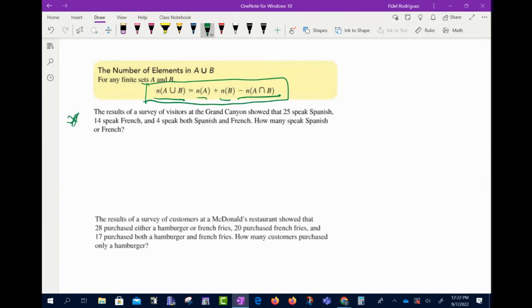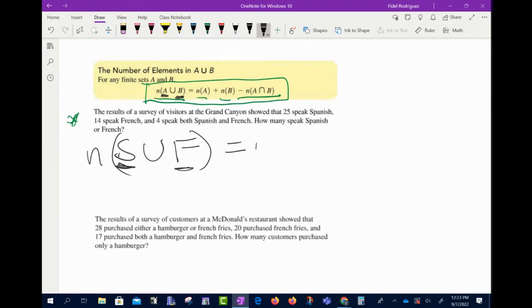Okay, so the problem here says the results of a survey of visitors at the Grand Canyon showed that 25 people speak Spanish, 14 people speak French, 4 people speak both Spanish and French. How many people speak Spanish or French? Okay, so what we're going to do here, y'all, we're going to say, look, we're looking for the number of people who speak Spanish or, which is kind of like that union, French. Okay, so I'm looking for the number that speaks Spanish or French. Y'all, all I'm doing here is instead of me writing an A and a B, I'm using an S and an F for Spanish and French, right?